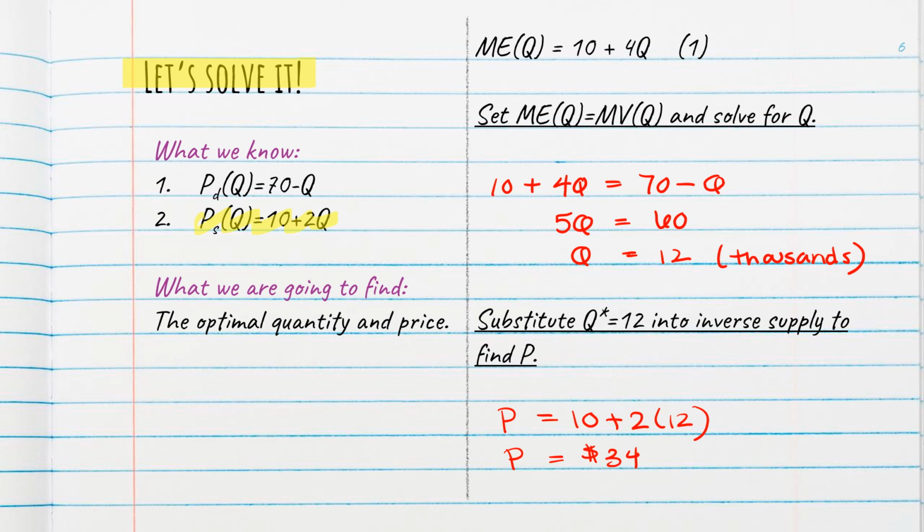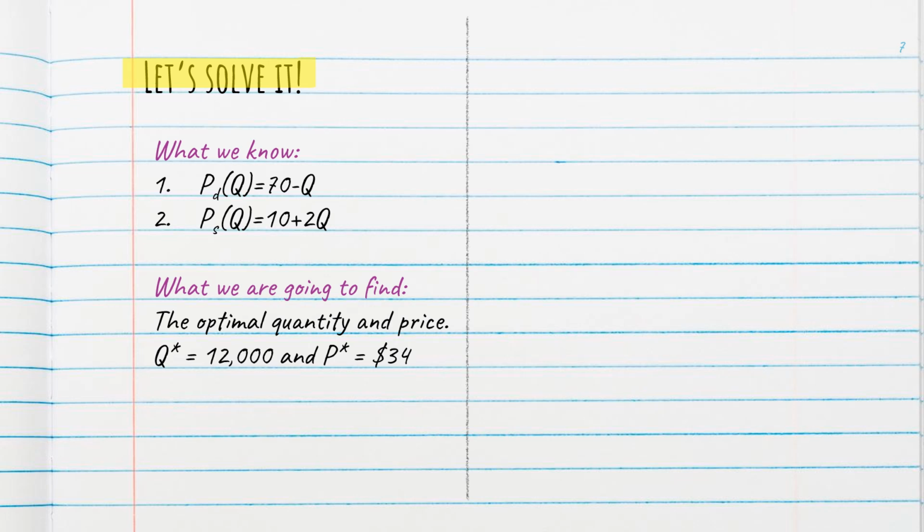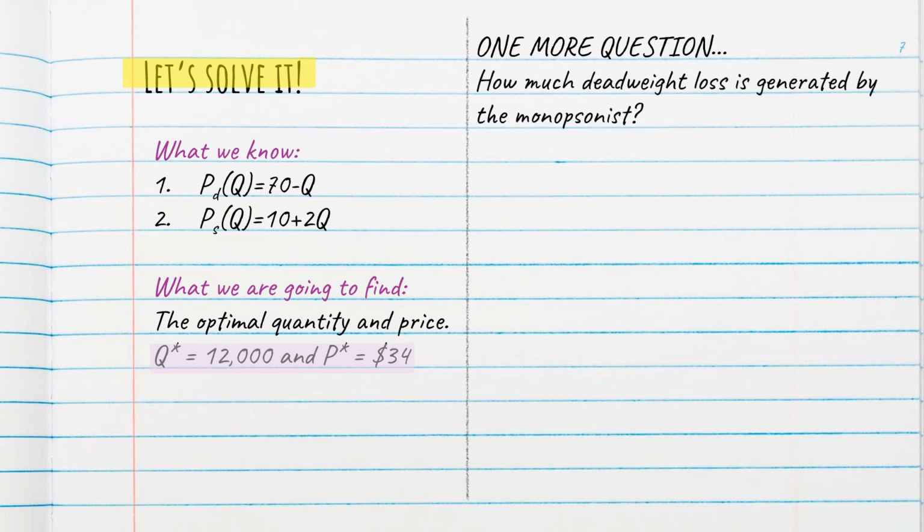So the idea here is that the government needs to offer $34 in order for suppliers to supply the 12,000 units that the government wants to purchase. So we have decided that the optimal quantity and price is 12,000 and $34, but we have one more question we're going to answer here. We are going to determine how much deadweight loss is generated by the monopsonist.